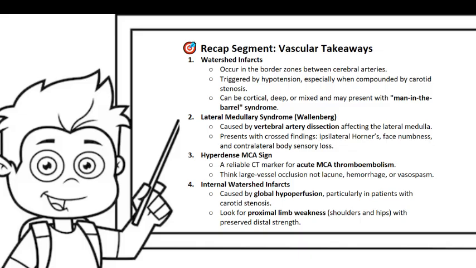Recap. For case 1, we talked about watershed infarcts, and we said that they occur in border zone areas between cerebral arteries. They are triggered by hypotension, especially when compounded by carotid stenosis. They can be cortical, deep, or mixed and may present with person-in-a-barrel syndrome.